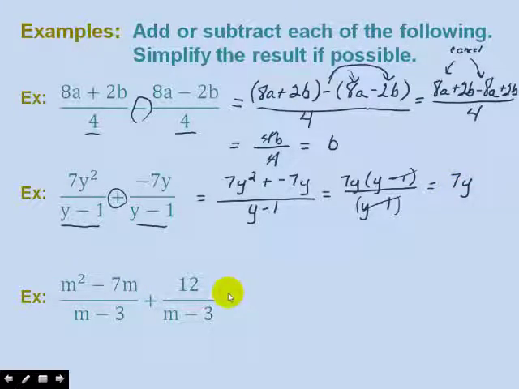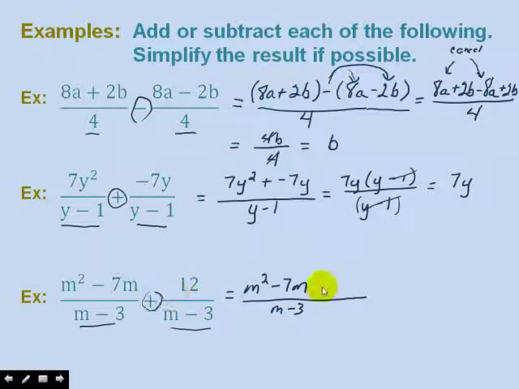One more down here. Again, our denominator is the same for both of these expressions. It's m minus 3. So that's our denominator for our new expression. And on the top we have m squared minus 7m. Our operation in between was a plus, so that gives us a plus 12. Now we've done the addition. Again, we need to simplify, which means we need to factor our numerator if possible. Since this is a trinomial, we can try factoring it into two binomials.